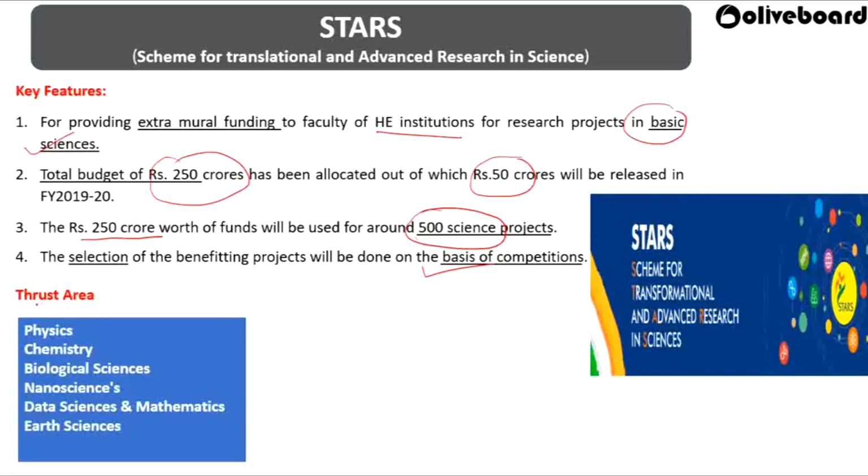The thrust areas for this scheme are physics, chemistry, biological science, and nanoscience, because nanoscience has a huge impact on our health care. Data science is the new technology which has been coming up now, so data science is also included over here. And earth science. So these are the total 6 thrust areas for the STARS scheme.